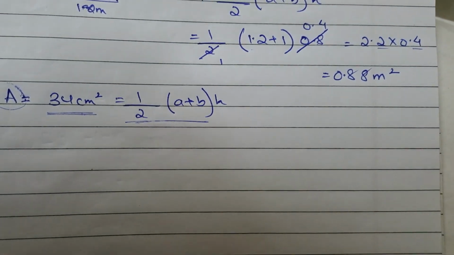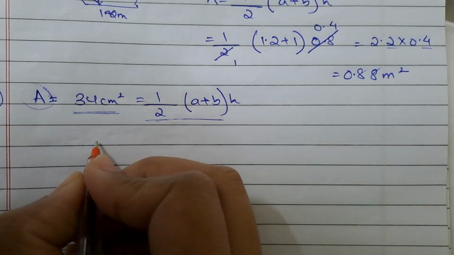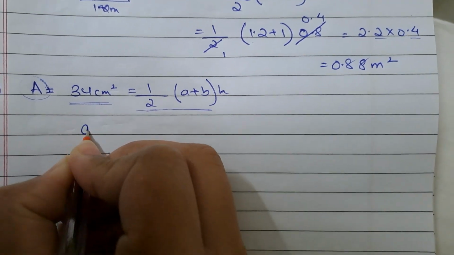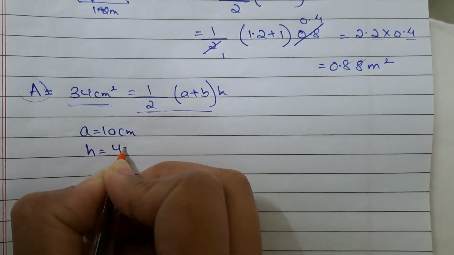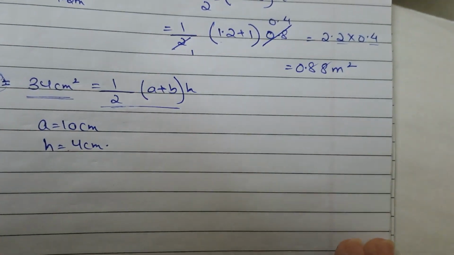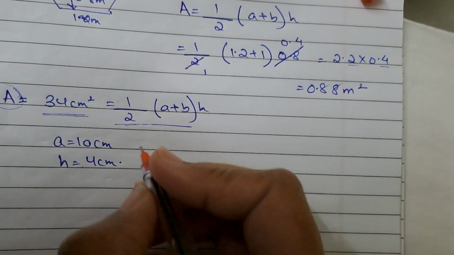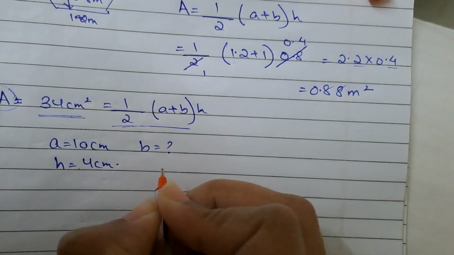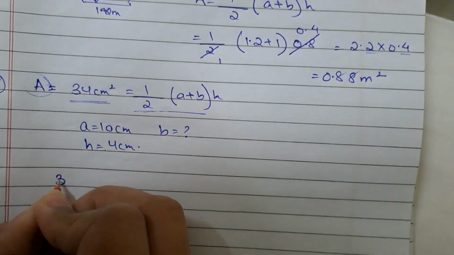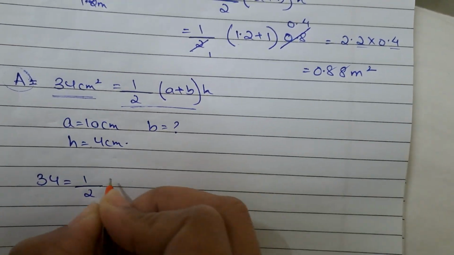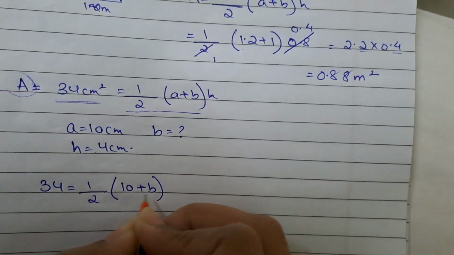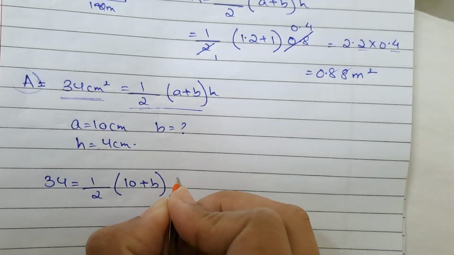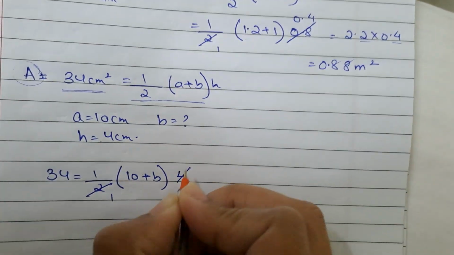The length of one of the parallel sides, meaning a or b, is given to me as 10 centimeters and the height is given to me as 4 centimeters. Then it is asking to find the length of the other parallel side. So b has been asked here. Let's write it down: 34 is equal to half times (10 plus b), where b will remain b itself because we don't know what it is, and h is 4 here. 2 one times and 2 times.